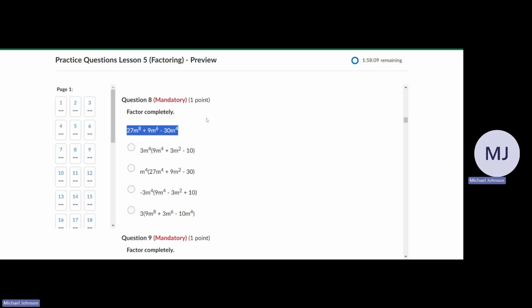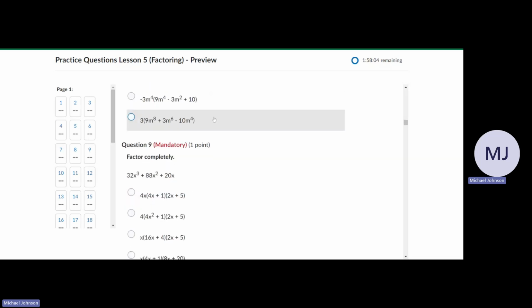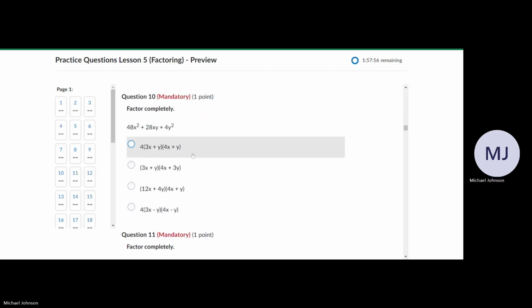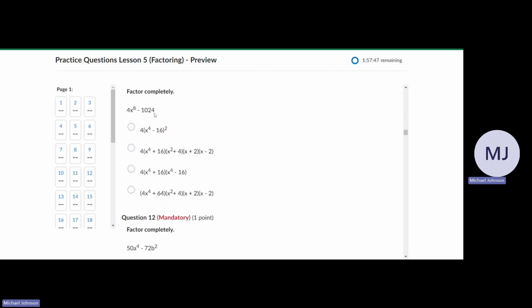Here you can factor out something common, so figure out what's common across all of these numbers here. Here, figure out what's common across these numbers and then use the Australian method. Here, just use the Australian method. So I recommend using the Australian method for this one. Here, it's difference of squares. So you can take out the 4 and then go from there. And then use the Australian method.